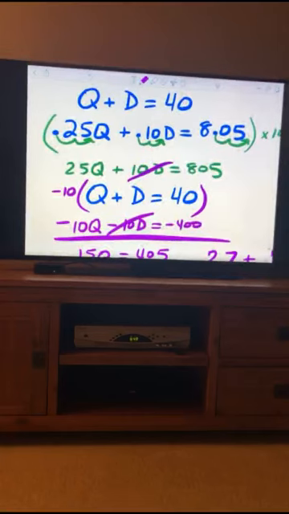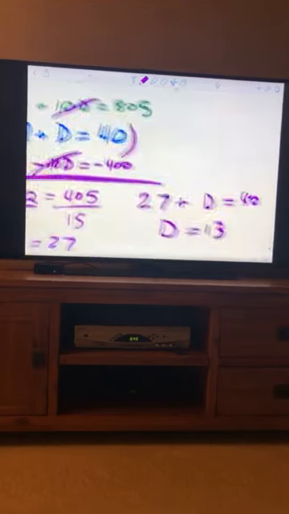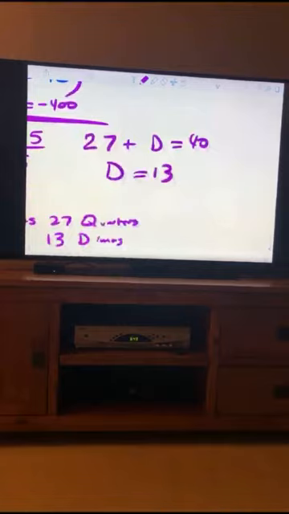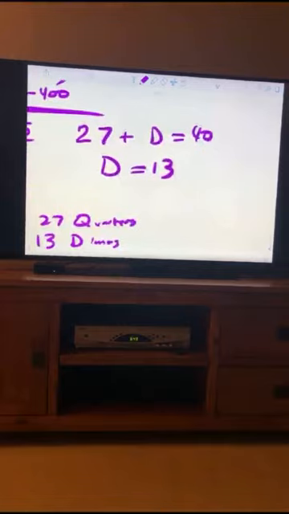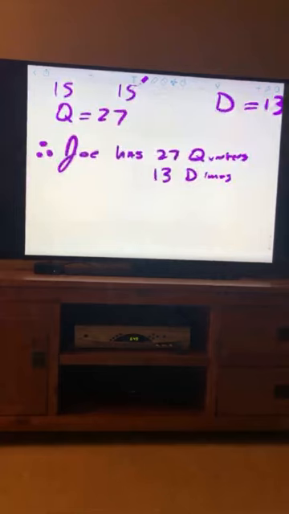And then chose to eliminate dimes. You could have multiplied by -25. I'll usually eliminate quarters, and then these are usually very easy towards the end because you have that kind of simple equation. How many dimes were there? 13. So 27 and 13.